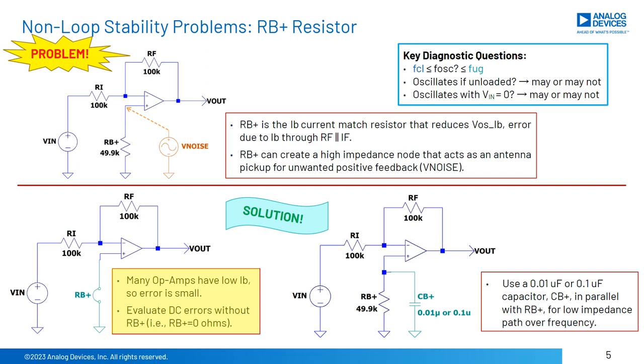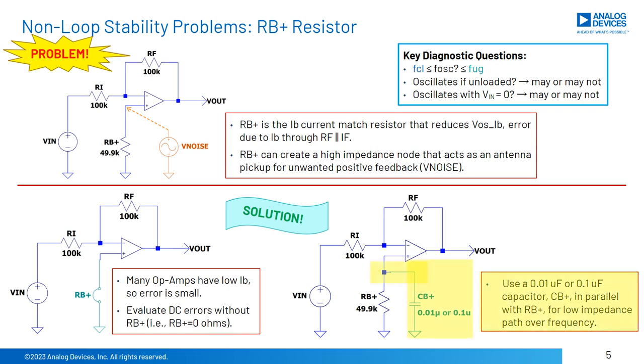JFET and MOSFET op-amp topologies have very low input bias currents. The input bias current out of the inverting input of the op-amp flows through a combination of RF in parallel with RI. This input bias current will create an additional offset voltage term, VOS_IB, on the inverting input of the op-amp, if RB plus is a short or 0 ohms. If the op-amp input offset voltage is equivalent or less than VOS_IB, then RB plus will not provide any significant improvement in total offset voltage error.